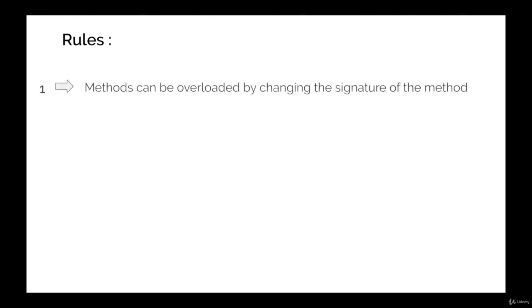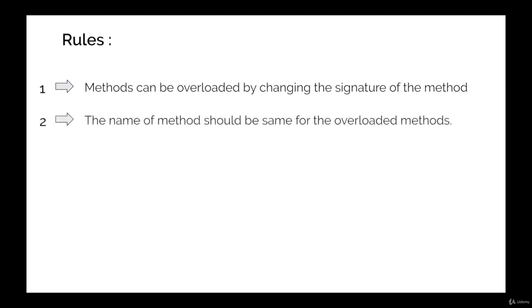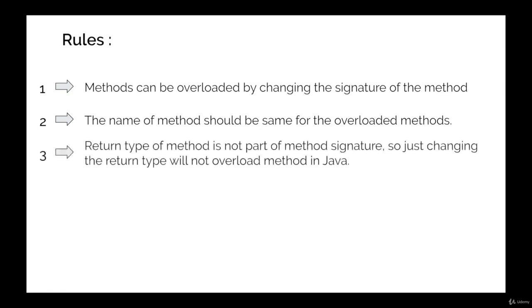The first rule says that a method can be overloaded by changing the signature of the method. The second rule says the name of the method should be the same for all the overloaded methods. The third rule says the return type of a method is not part of the method signature. So just changing the return type will not overload the method in Java.